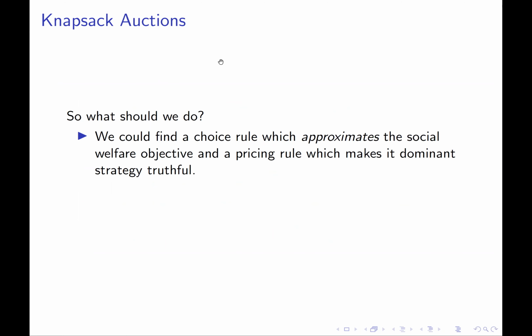Suppose we have to solve this problem. How should we go about doing it? What we need to do is find a choice rule which approximates the social welfare, and we want to run in polynomial time. Exactly maximizing social welfare is NP hard, so that's out of the question. And then I need to pair it with a pricing rule that will make truthful reporting a dominant strategy.